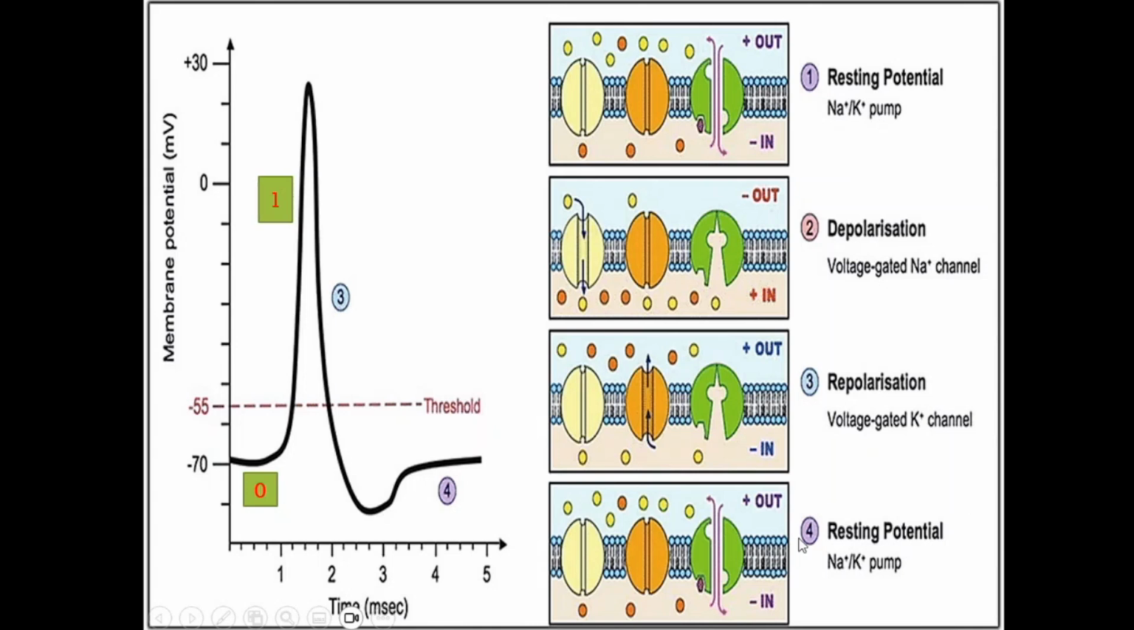So this is how it occurs. You can look at the sodium channels and everything. Look at all these things. This is your active pump. This is your passive pump. Active pump at resting membrane potential. This is your sodium channel. This is your potassium channel.